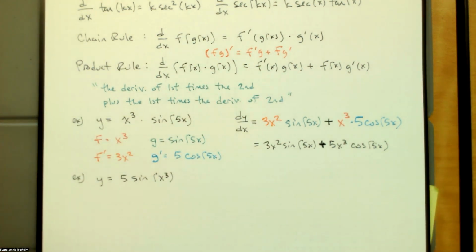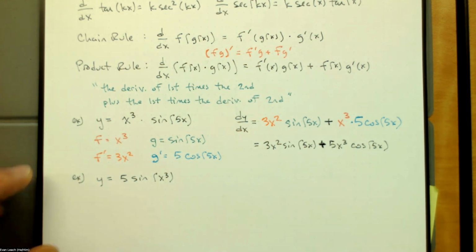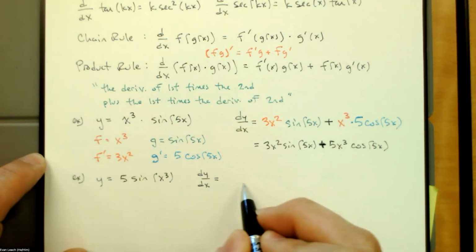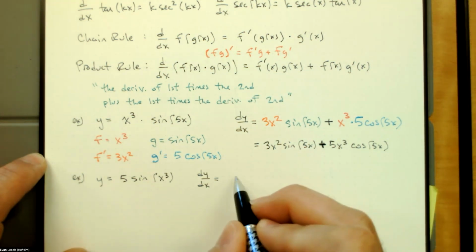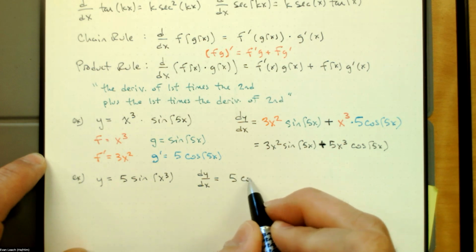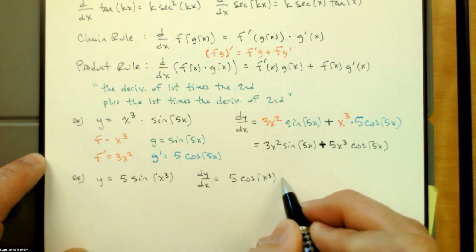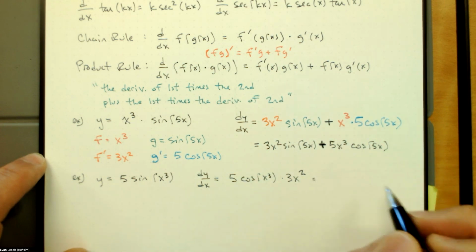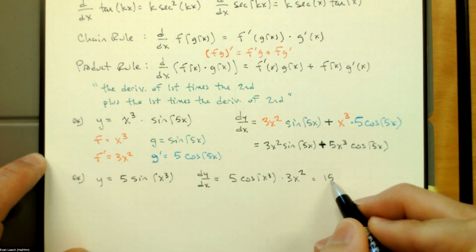So like we saw yesterday, this problem is not a product rule problem. 5 is a constant function. Sine is nothing by itself. This is sine of x cubed. So we're just going to do a chain rule, right? So dy dx, this is just chain rule. Derivative of 5 times the sine of something is 5 times the cosine of that thing times the derivative of that thing. At which point you'd be like, oh, ew, gross.